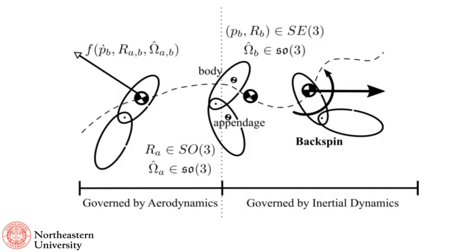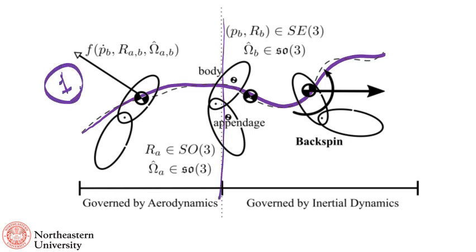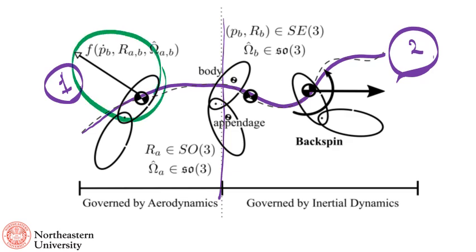We describe this maneuver with a hybrid dynamical model. We divide the dynamical behavior of this airborne object into two modes, mode 1 and mode 2. The first mode is governed by external aerodynamic forces. The second mode is governed by inertial forces.